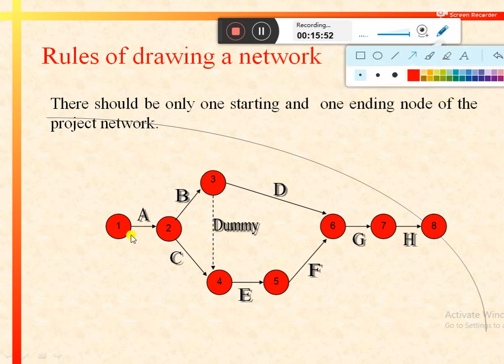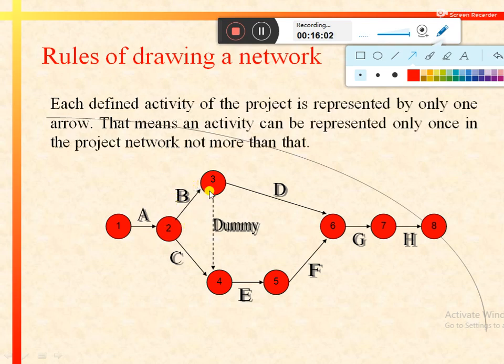Like activity A is defined by this arrow. Similarly, B activity is shown by this arrow, that is between point 2 and 3. In a similar manner, activity C is depicted with the help of the arrow between point 2 and 4. So in this way, we represent an activity in a network with the help of an arrow.